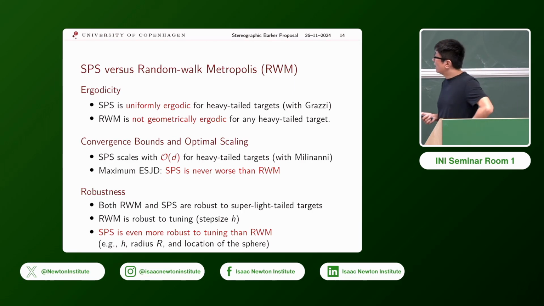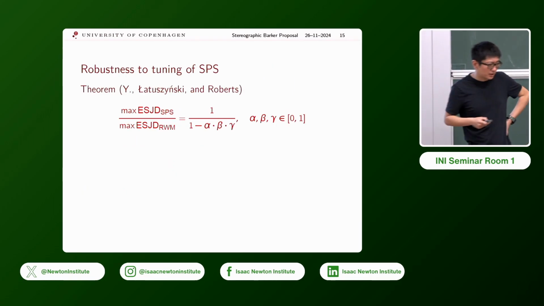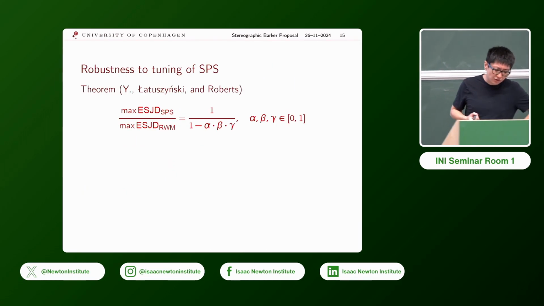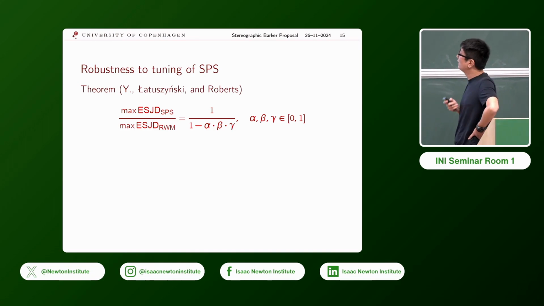right? And here we have a result. Basically, we can consider this a robustness result. It's really an optimal scaling result. So we can compare the maximized expected squared jumping distance for SPS and take this ratio compared with the random walk Metropolis. So if this ratio is larger than 1, it means SPS is better than random walk Metropolis.